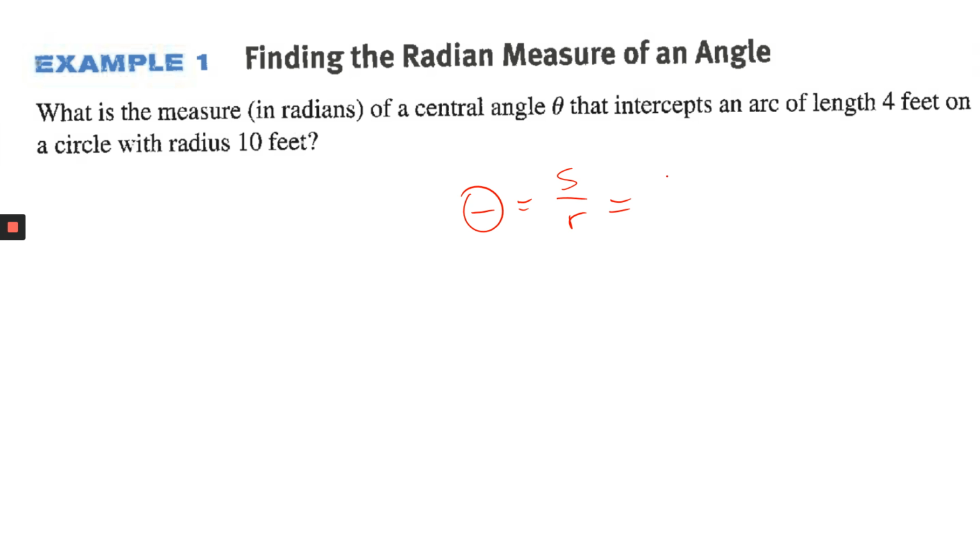If the arc length is 4 feet, oh, by the way, S, that's the variable we're always going to use for the arc length. That's the distance on the edge of the circle walking around. In this case, they tell us the arc length is 4 feet and the radius is 10 feet. Feet and feet will cancel out, and we're left with 0.4 radians.